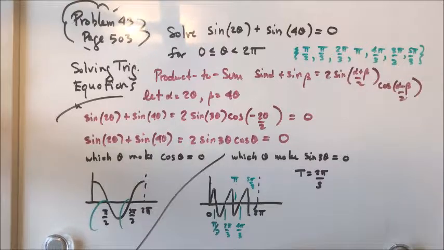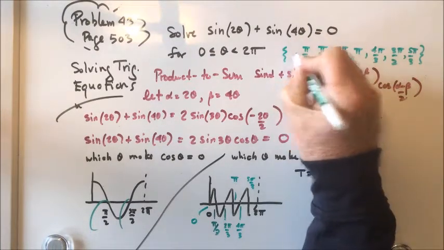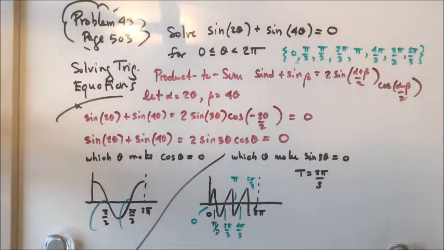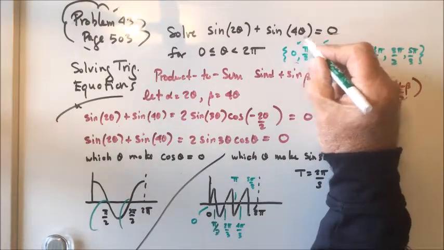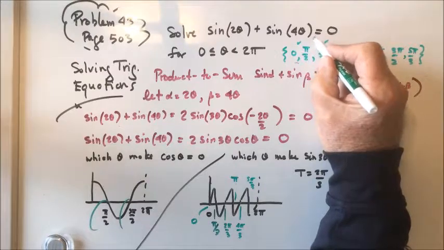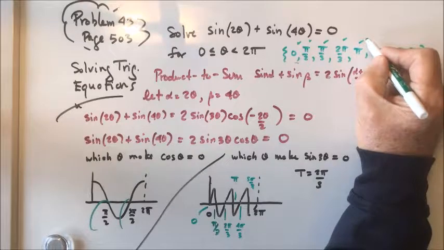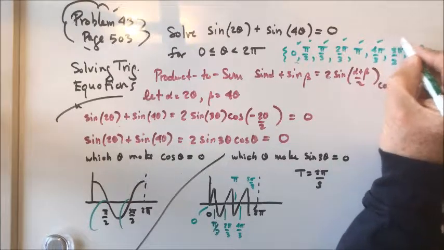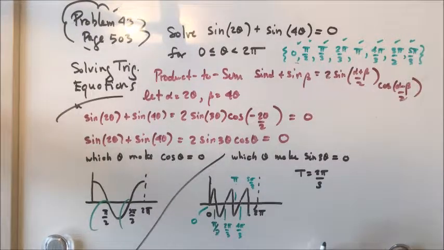Which problem are we doing? We're doing 43. How come I didn't get a 0? Oh, I forgot the 0. There's the 0 right there. There's a 0. And then I've got a pi over 3. I got a pi over 2. I got a 2 pi over 3. I got a pi. I got a 4 pi over 3. I got a 3 pi over 2. I got a 5 pi over 3. Easy problem.